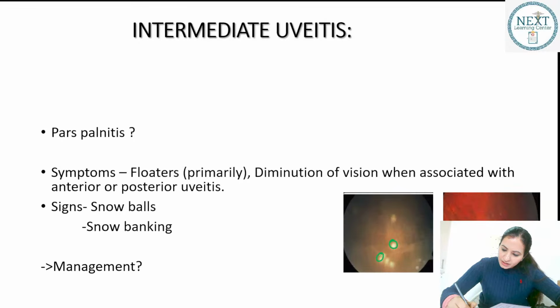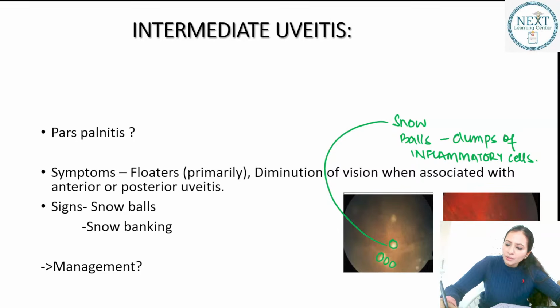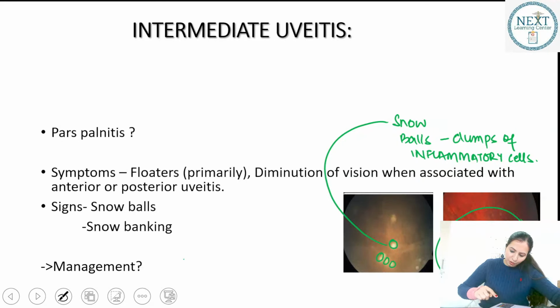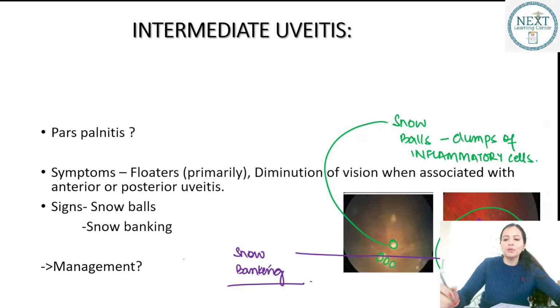Either you will see these snowballs. What are snowballs? Nothing but clumps of inflammatory cells. Or you can have something like this. What do you call this as? This is your snow banking. When these clumps settle along the blood vessels, you will call it as snow banking.